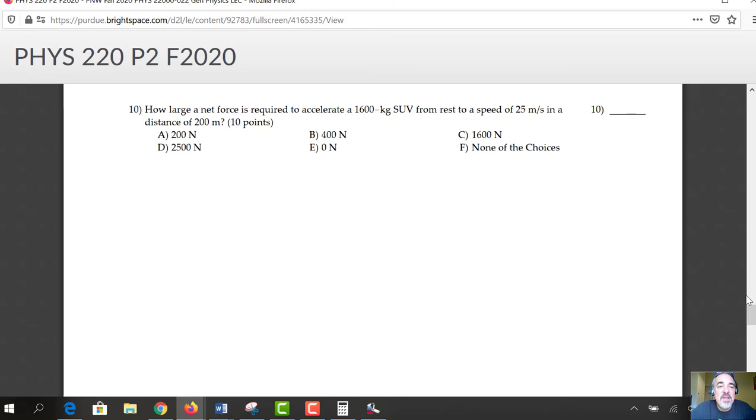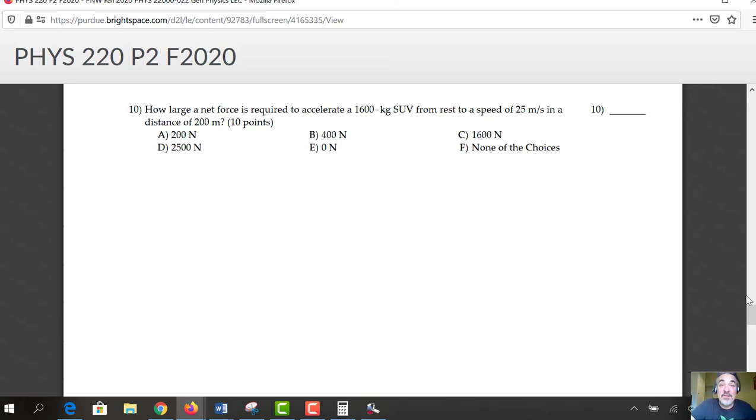How large a net force is required to accelerate a 1,600 kilogram SUV from rest to 25 meters per second in a distance of 200 meters? Okay, so we've got mass, velocity, distance, and we're asking about force. So this is the work-energy relationship. You could do this by figuring out the acceleration, and then knowing the acceleration, get the net force that way. That's another way of doing it, but we'll use the work-energy theorem to solve this problem.